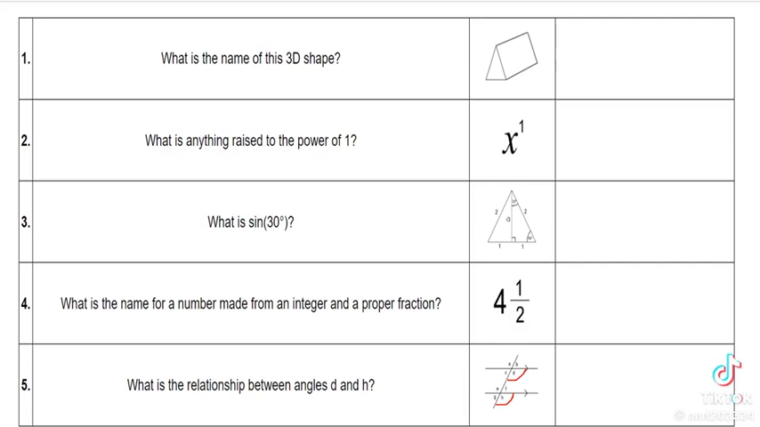This is question number 1. What is the name of this 3D shape? This is what I call a triangular based prism, or pyramid, sorry. Triangular based pyramid. Pyramid or prism is allowed.